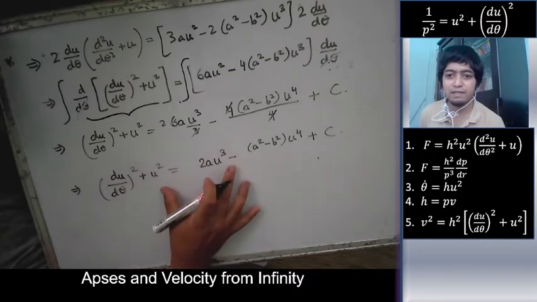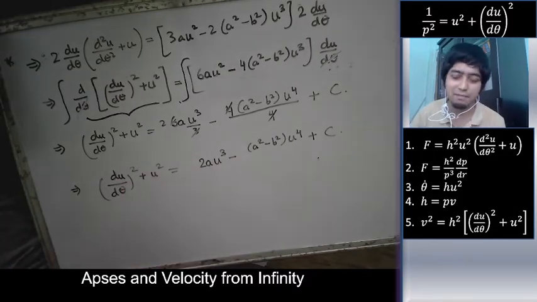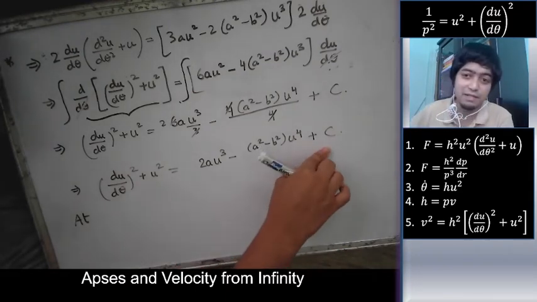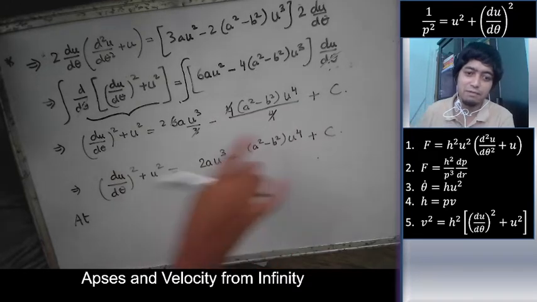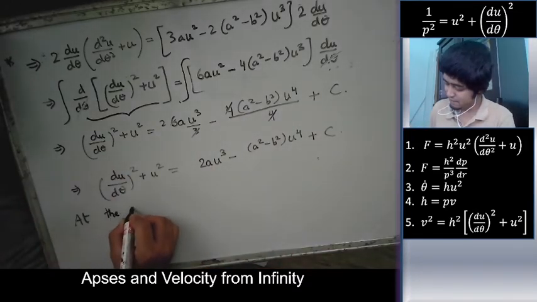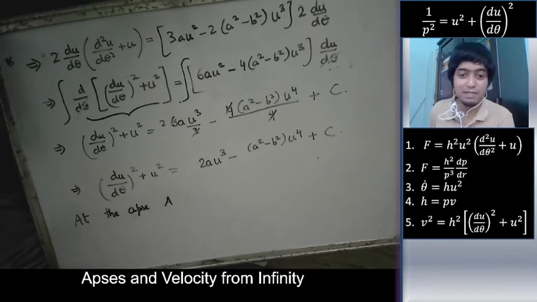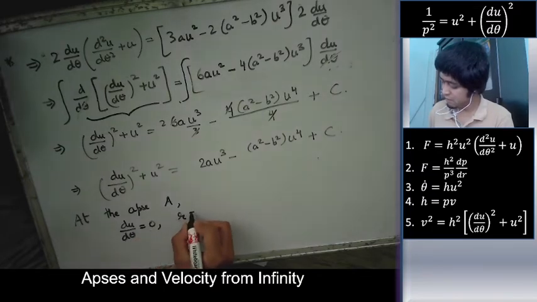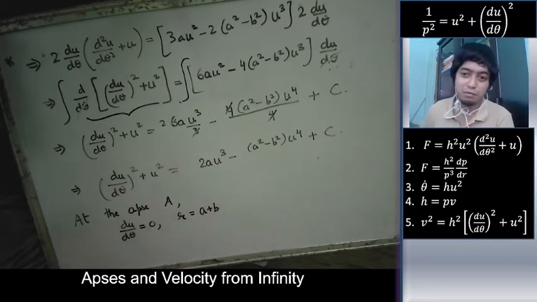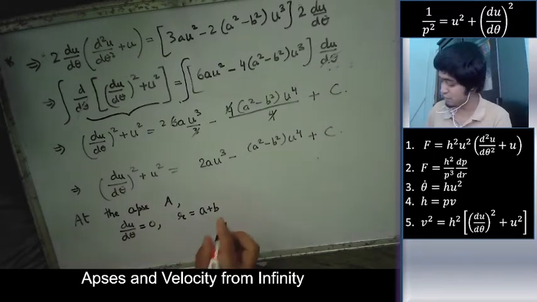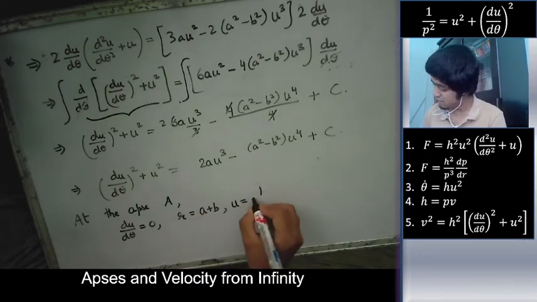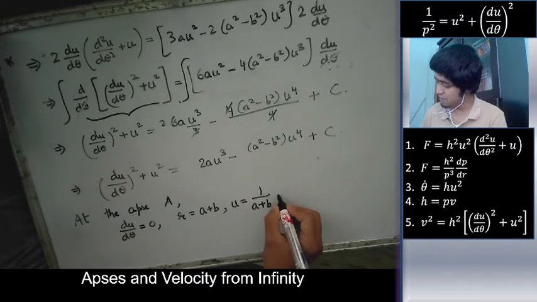What we will do is in fact use the condition at the apse. After getting this line, we need to find the constant of integration. To find it, we will have to use this. At the apse a, du d theta will be equal to 0. R, remember that it is a plus b, because the position of the apse was at a distance a plus b. So u will be the reciprocal of r, which is 1 by a plus b.